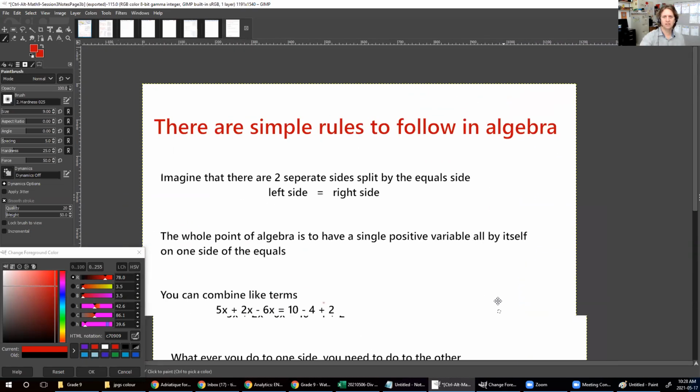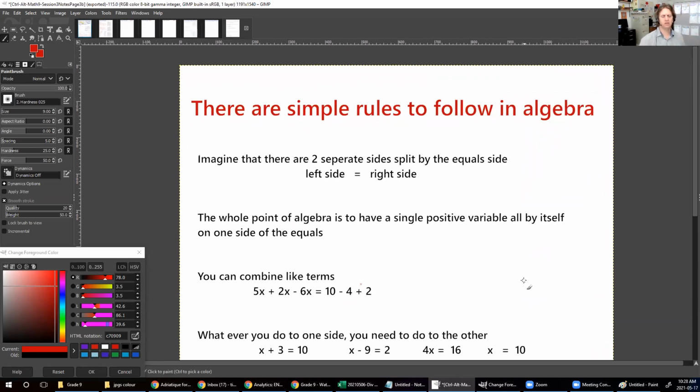Algebra is awesome because there are really simple, clear rules to follow. The way that I do it is I imagine that there are two separate sides split by an equal sign. So if it is 2x is equal to 4, my equal sign is going to divide the two sides. It's like a soccer match. We have one side and we have the other.